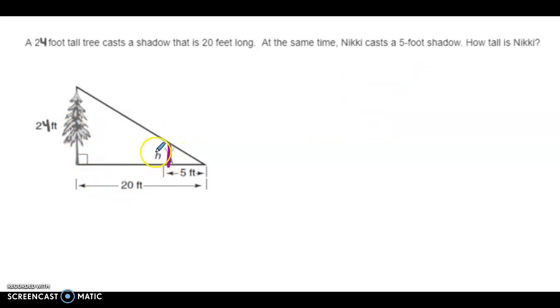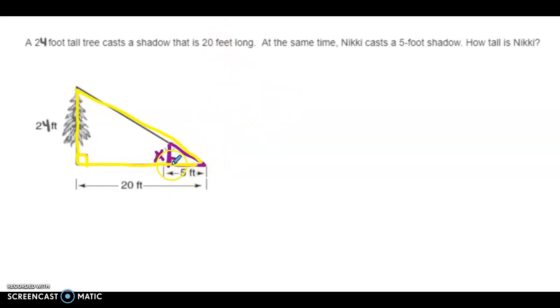You can label it H or X or whatever you want. I'm going to go ahead and make it X. She has this teeny tiny triangle right here, and this little triangle is actually proportional to this bigger one. So we're going to use similar triangles to figure this out. When we have similar triangles, we can set up fractions and cross multiply.